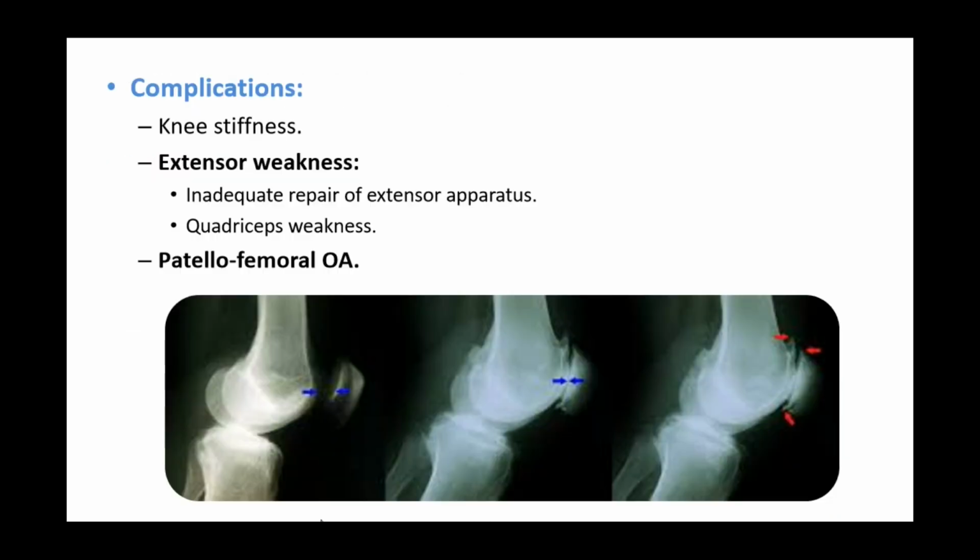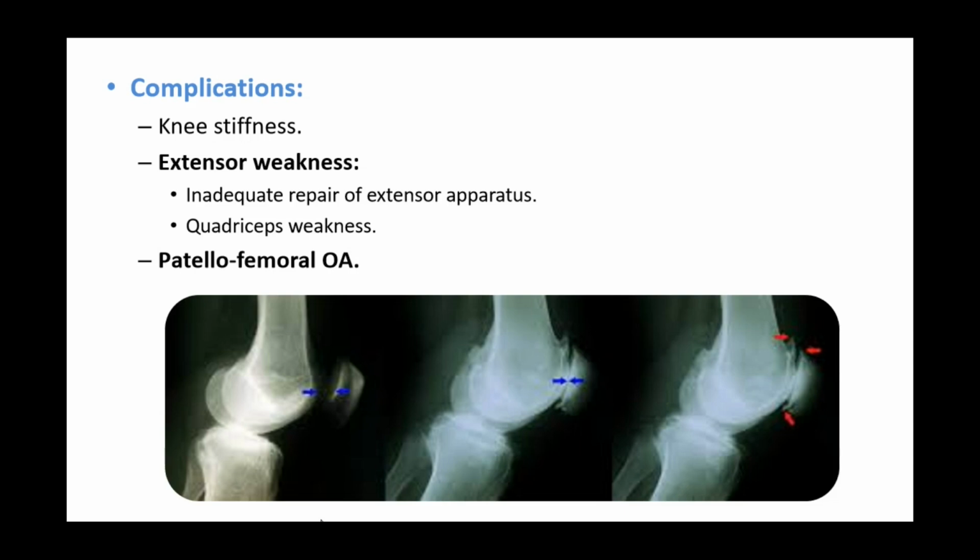Complications. The very first complication is knee stiffness. As we have already discussed, after excision of the patella, and otherwise also if a cast is applied, immobilization of around 3 to 4 weeks or 4 to 6 weeks is done. So that will result in stiffness of the knee joint. This is one of the complications. Second is extensor weakness. When we immobilize the knee joint, the structures around the joint, especially the quadriceps tendon and the quadriceps, often become weak. So quadriceps weakness is very common. Other than that, inadequate repair of the extensor apparatus will also result in weakness.